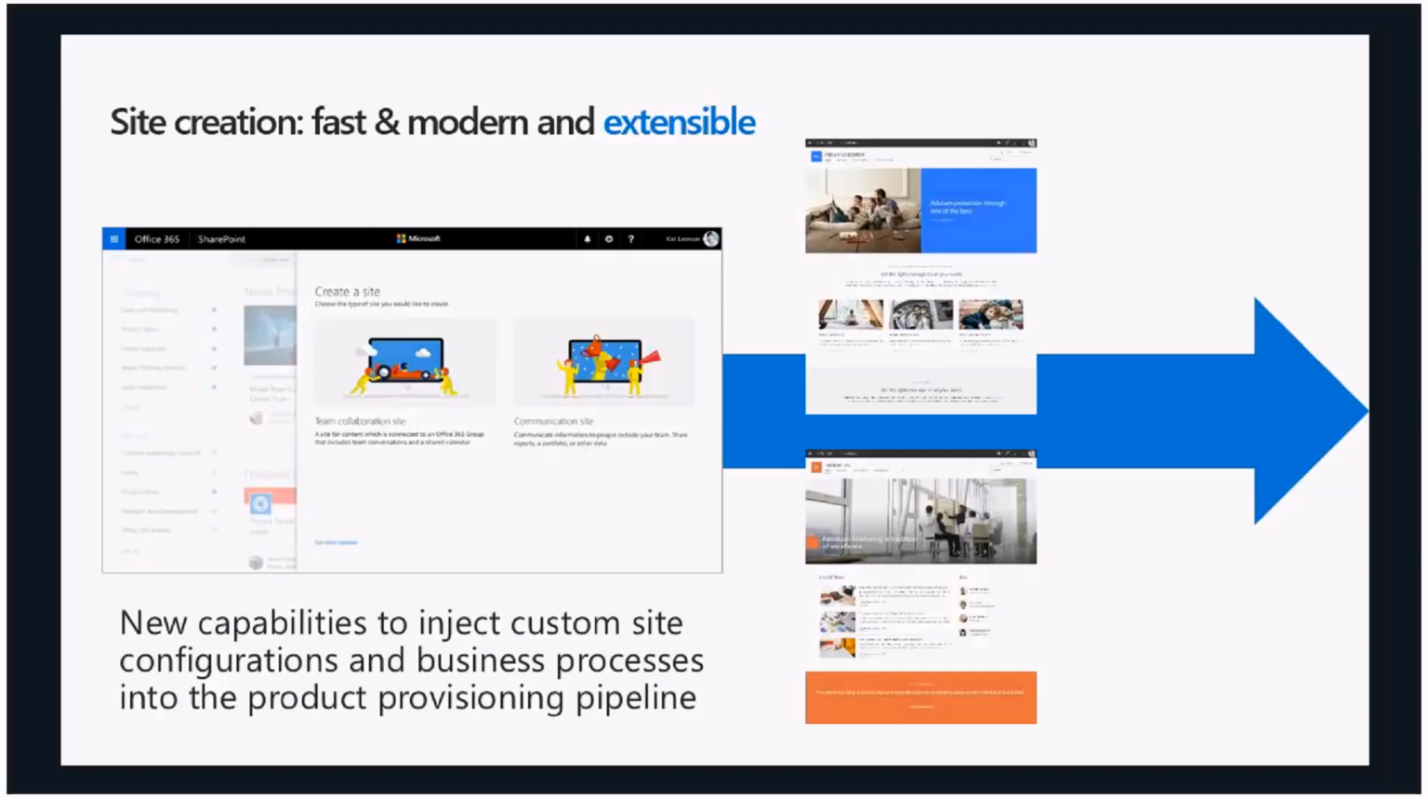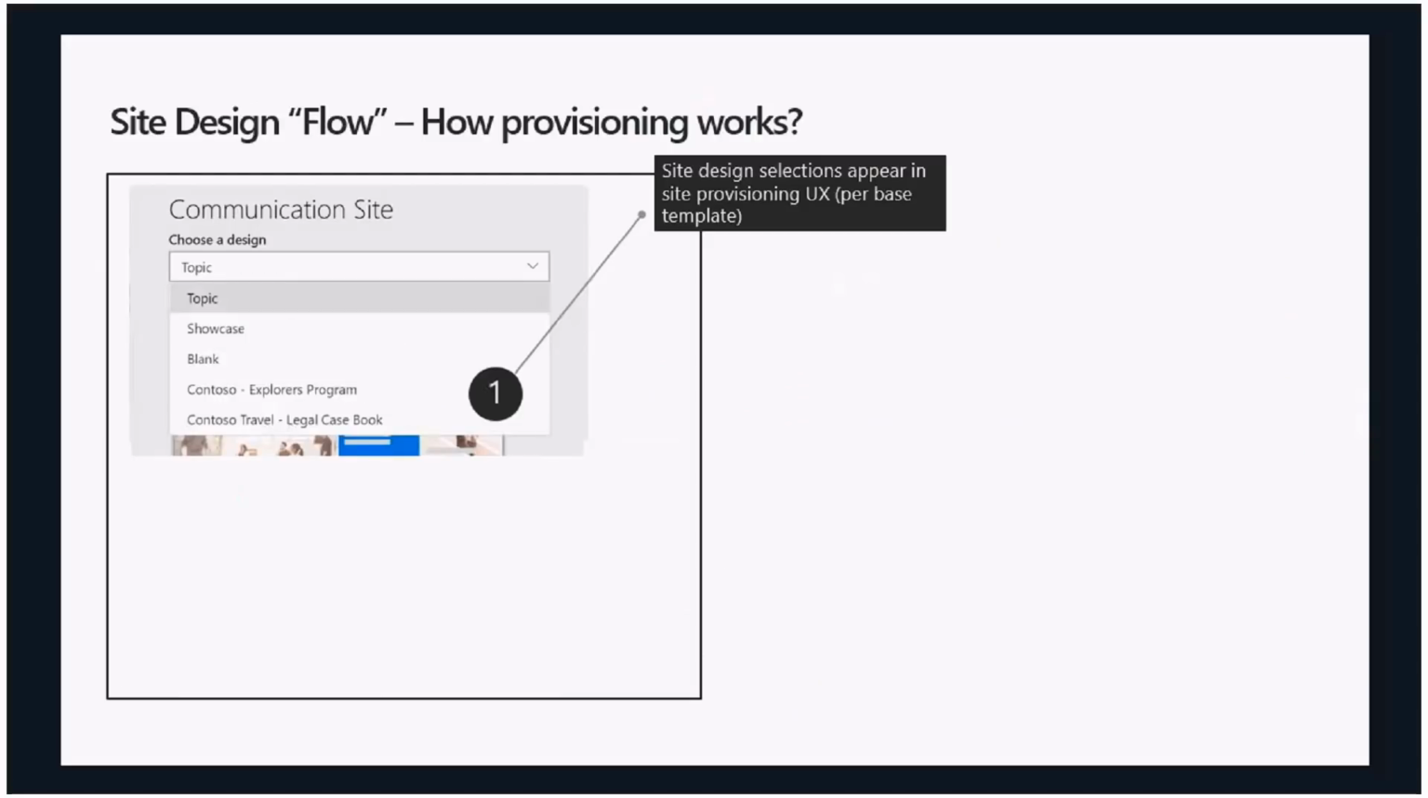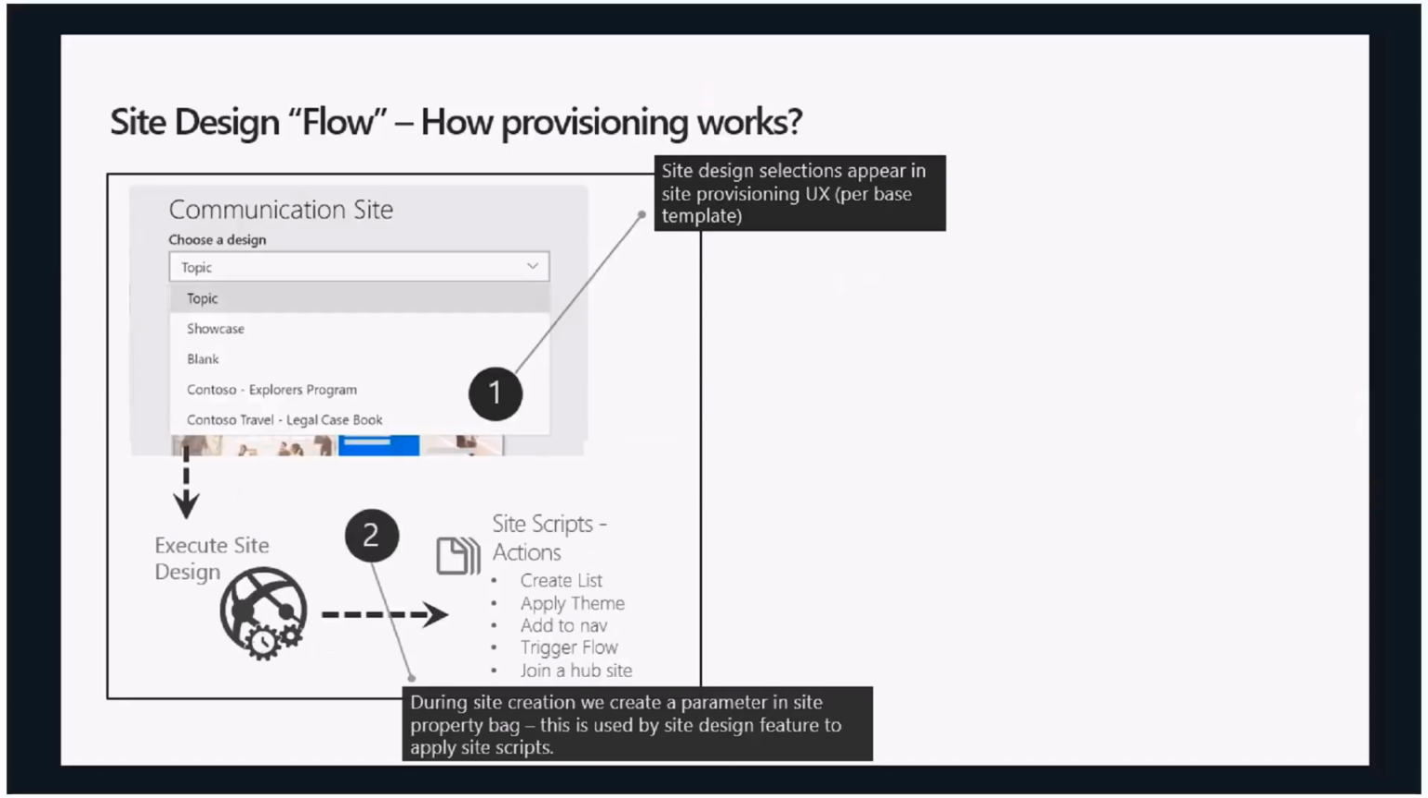Now, how does it actually work? Actually, let me get in here. Whenever you create a site from the native out-of-the-box SharePoint welcome page, click Create a Site Collection, you will be shown a selection of an Office 365 group associated site or communication site. And after that, you're able to select the site design. So what site design do you actually want to use for creating the site? And that site design then can contain script actions.